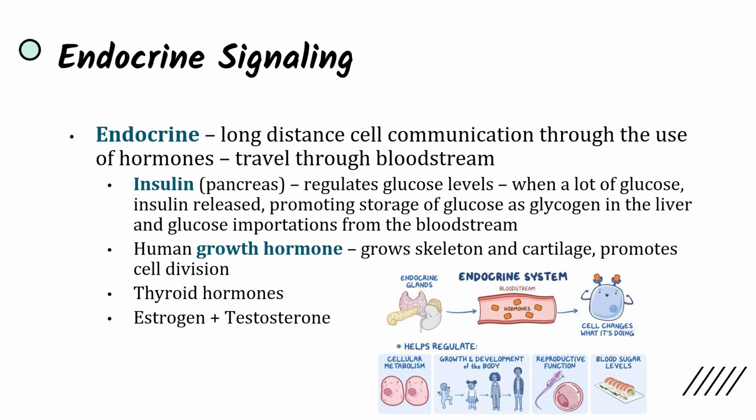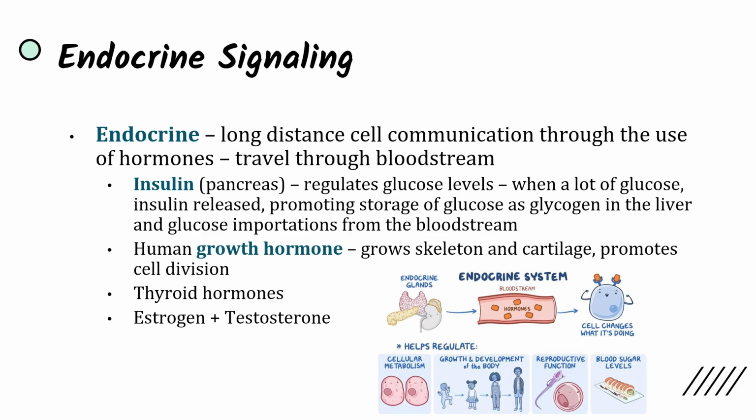Lastly, we have endocrine signaling, and this is going to be long-distance cell communication through the use of hormones. And they are going to be traveling through the bloodstream. That's how they're going to be able to cross these long distances. And some common examples include insulin, which is going to regulate glucose levels. When there's a lot of glucose, a lot of sugar in the body, insulin is released, and when it is received, it's going to promote storage of glucose as glycogen in the liver.